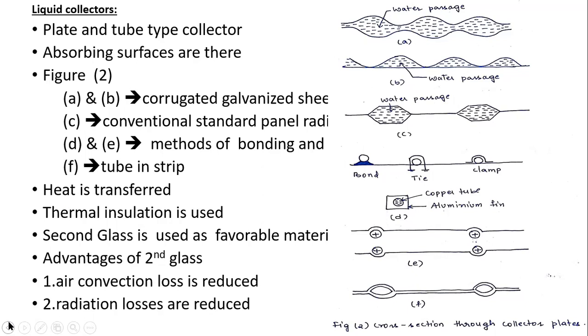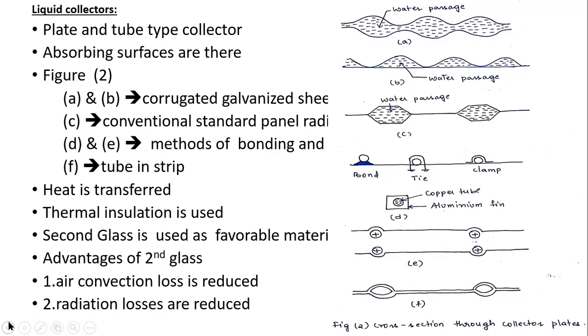And figure F shows the tube in strip, or simply a roll bond. It is designed so that the tubes are formed in the sheets, such that if they are formed in the sheet itself, they ensure a good thermal bond between the sheet and tube.